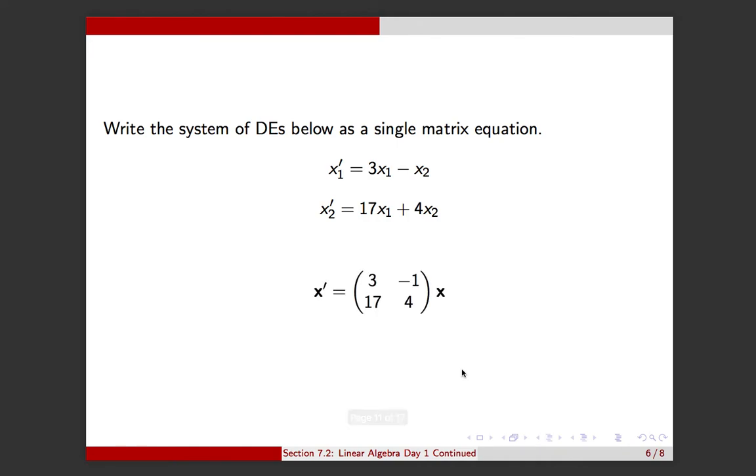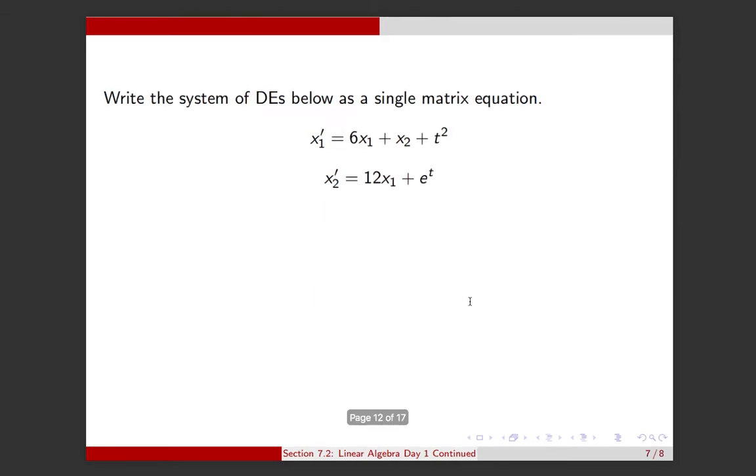So pause, see if you can mimic what I did on the previous slide. Okay, so assuming you're back, there's the answer. As with the previous slide, you just sort of pluck off the coefficients. You're separating coefficient data from the variable data, like on the previous slide. Here's another one, a little trickier, but see if you can write this system of DEs as a single matrix equation. So pause the video and see if you can do that. All right, assuming you're back, let me just show you the answer.